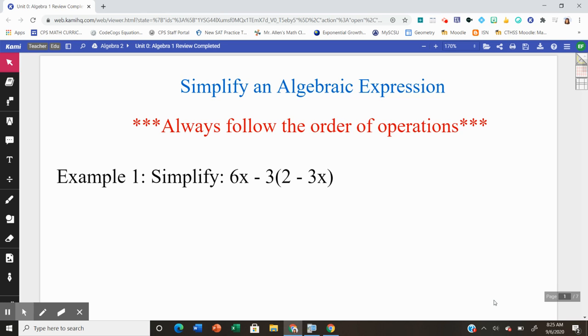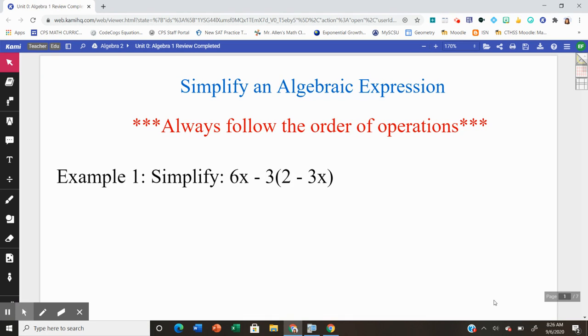Hello again, everyone. Today's video is going to be about expressions. So we're going to talk about simplifying expressions. We're going to evaluate expressions. Everything in today's video is going to be all about those expressions. So always remember to use your order of operations when you're doing anything with the expressions.